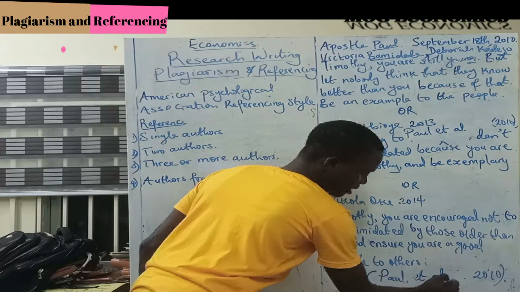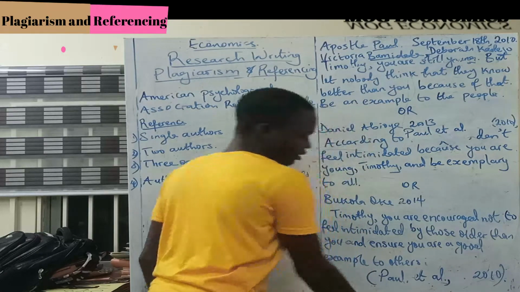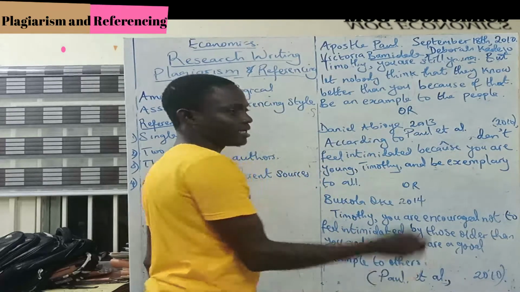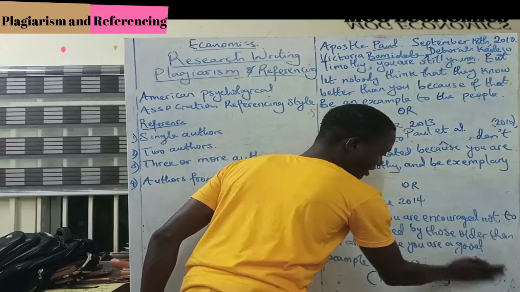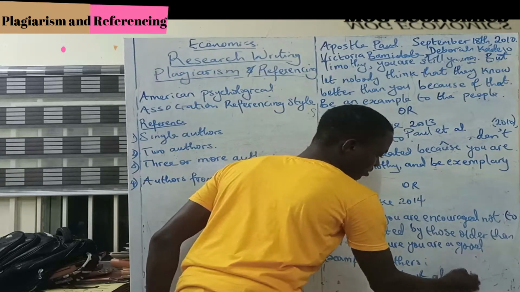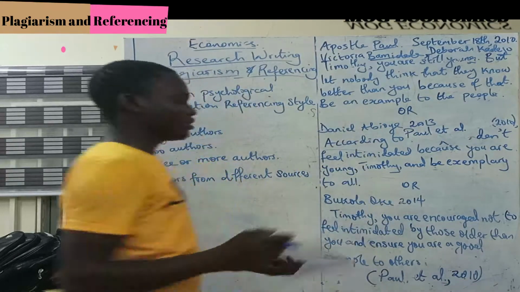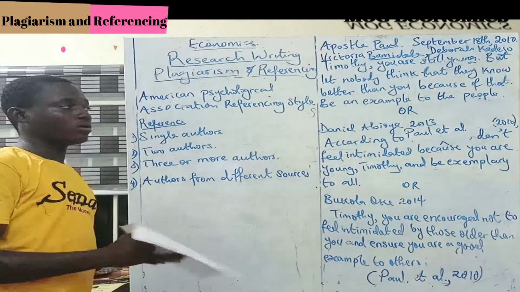In this place, you need to have a comma before the year. So according to Paul et al., the al has a full stop, then you put a comma, and then the year. You're not supposed to space it like this, so just write it normally, 2010. So that's how you reference three or more people.